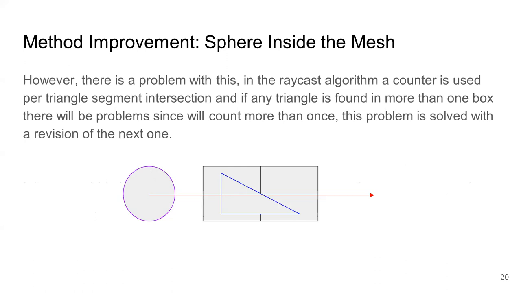However, there is a problem with this in the raycast and the figure. In the raycast algorithm, a counter is used per triangle segment intersection, and if any triangle is found in more than one box, there will be problems since we would count more than once. This problem is solved with a revision of the next box. That is, I look in the next box to check if the index of the compared triangle is also there. If so, the current possible intersection will not be performed. In this way, only one calculation will be performed per triangle. The intersection is not counted in the previous boxes, only in the last box.